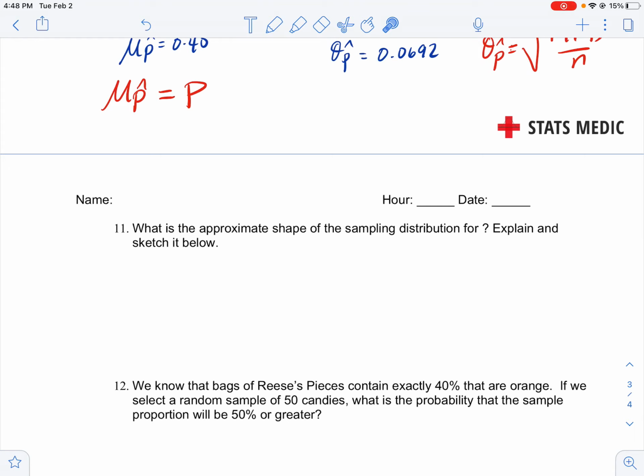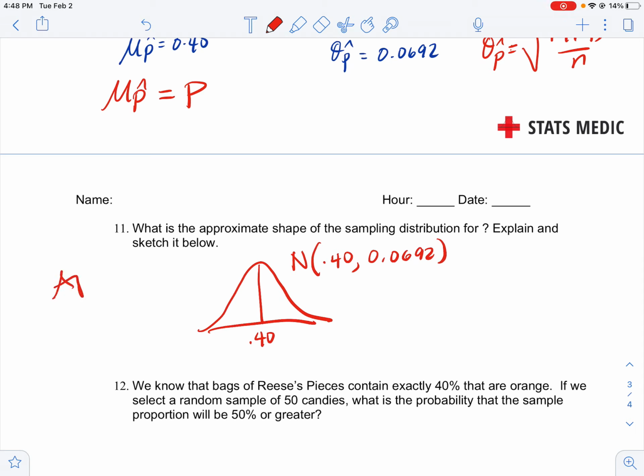Well, the original shape was normal. So if I just divide everything by 50, the shape is also still going to be approximately normal. But our mean is not going to be 20, our mean is going to be 0.4, comma 0.0692, and the shape would still be approximately normal, right? The shape will not change.